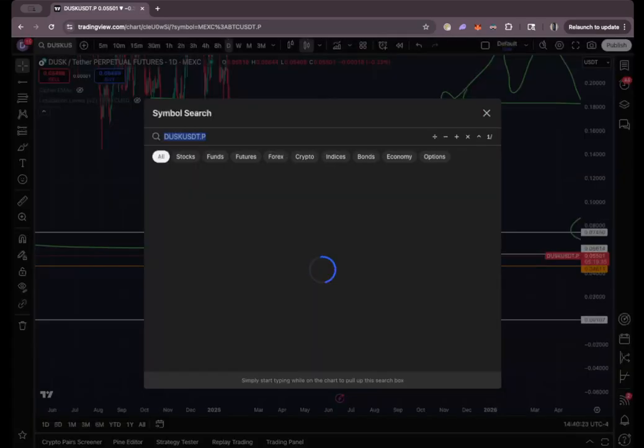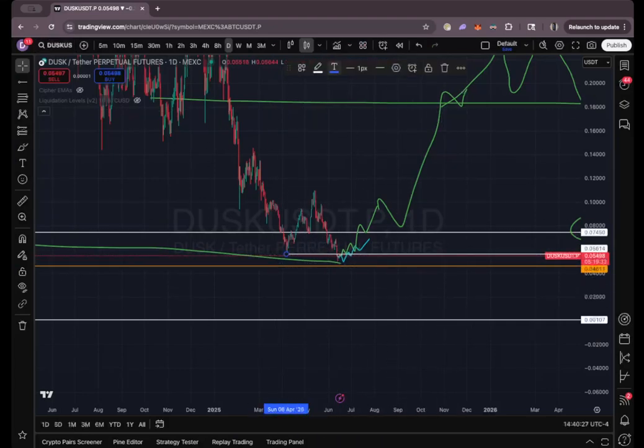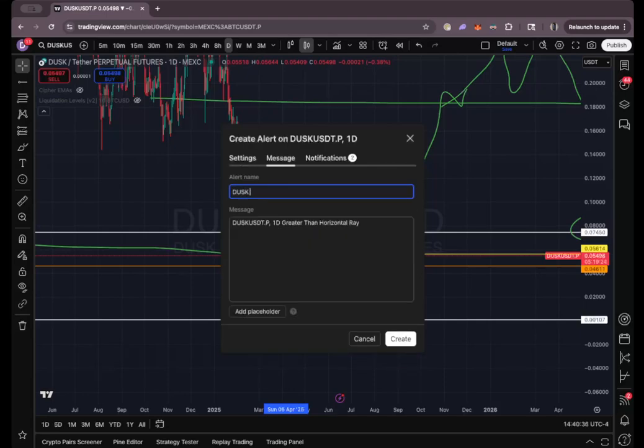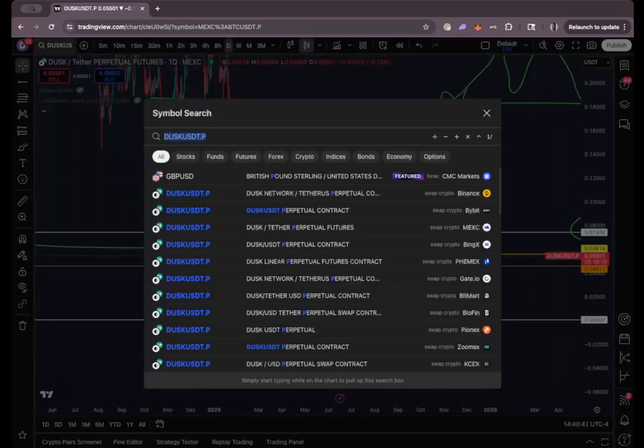And then NKN. Actually, for this one, I will set an alert on the daily closure above 5.6, because that'll be the good confirmation this all-time low is in. Dusk ATL. Right, there we go. And then NKN.